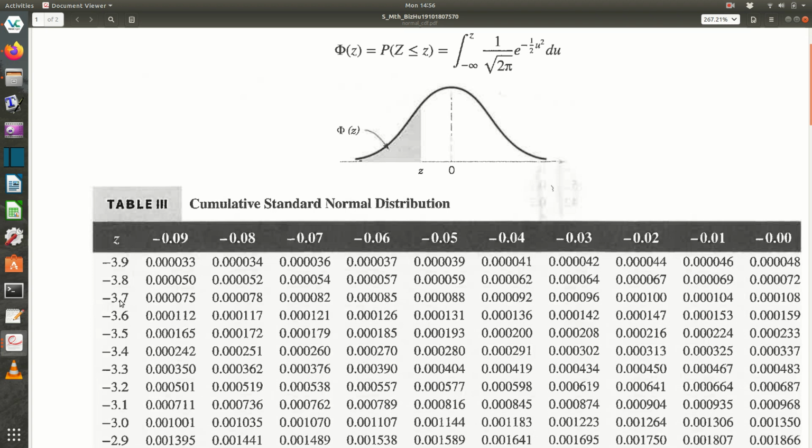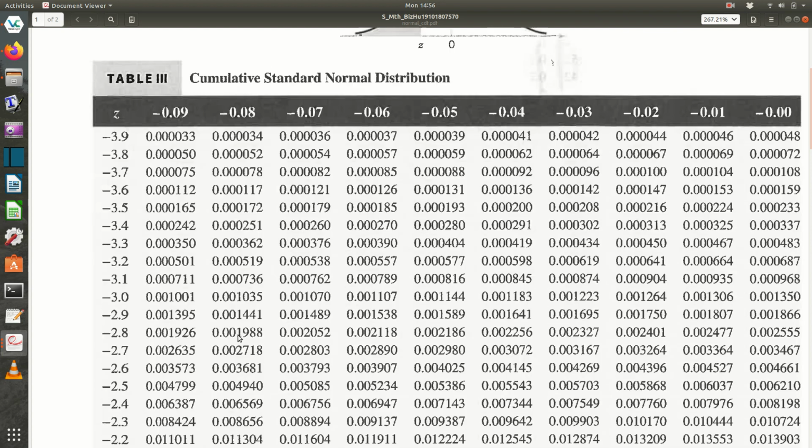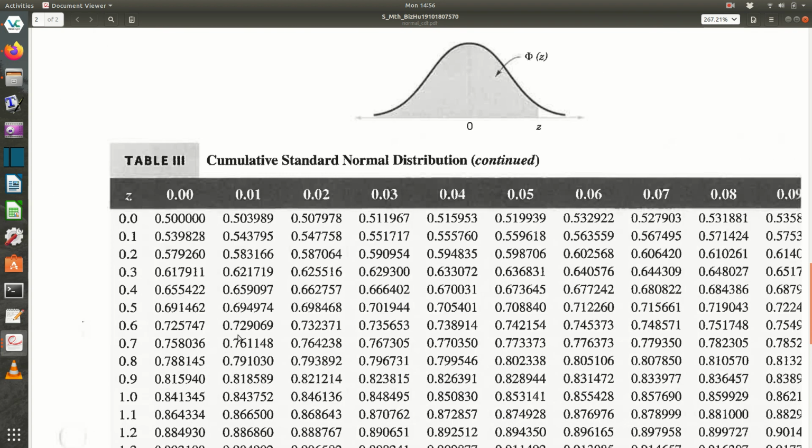The idea is that you get the integer and the first digit off the row, and then you come over to the appropriate column and you get the second digit of your input value. The entry at the intersection of that row and column is the value of phi at that input point. Here I'm pointing at the value of phi at -3.58. We want the value of phi at 1.02.